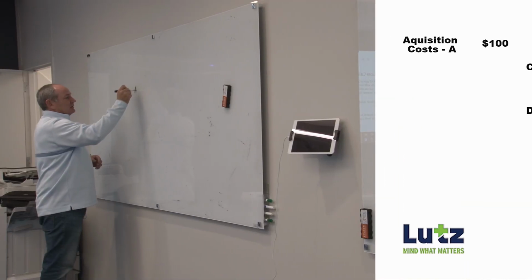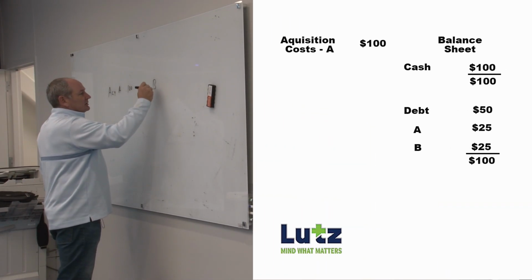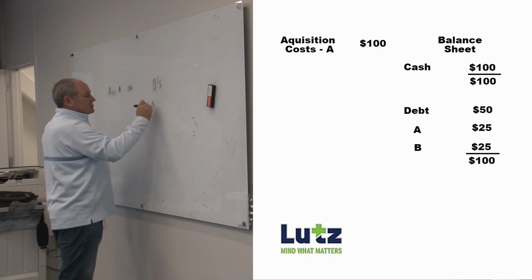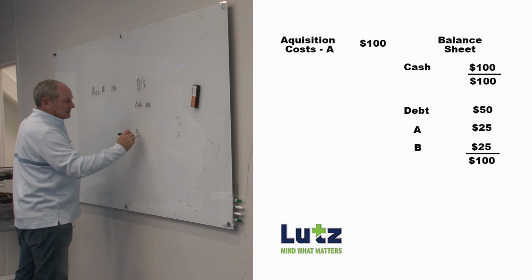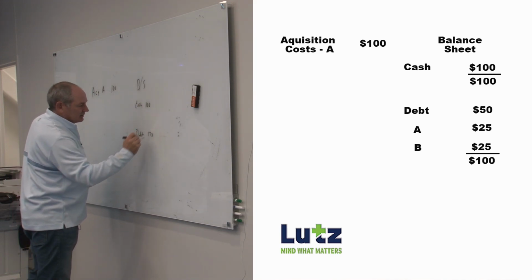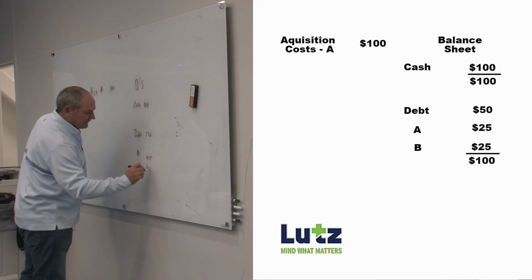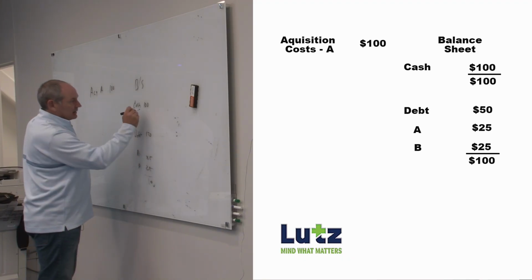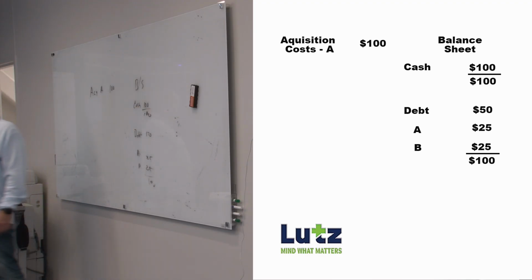Okay. So if we have an acquisition cost for A of $100, and we have a balance sheet: cash $100, debt 50, A 25 and B 25, 100 and 100, correct? Everybody with me?